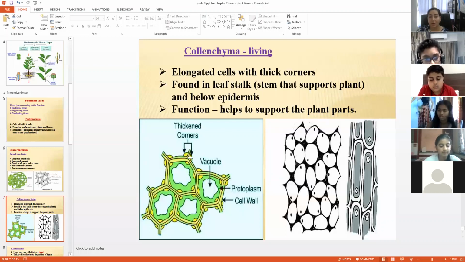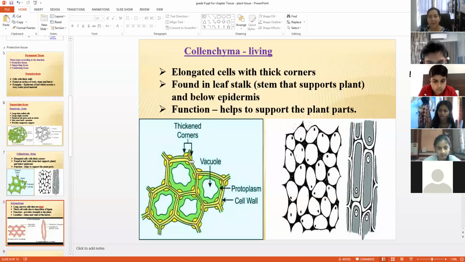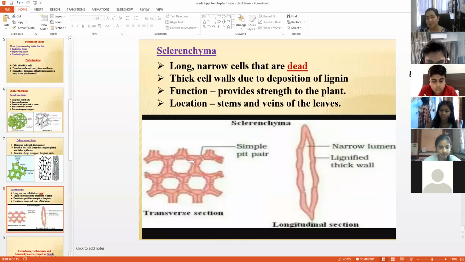However, here the corners are thick, students. I have not said that the cell wall is thick. The corners are thick. Now we come to the last part, which is sclerenchyma. Here the main part happens. In sclerenchyma, the cells are long. Can you see this structure? It's elongated, right? So there are long narrow cells that are dead.